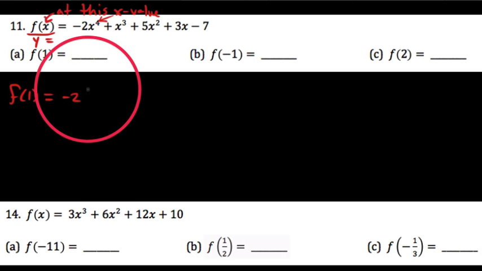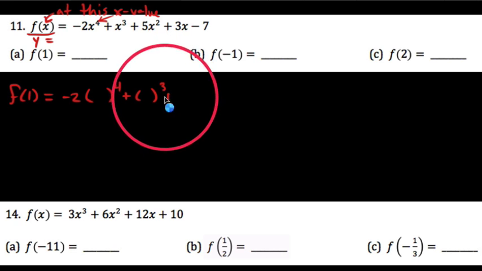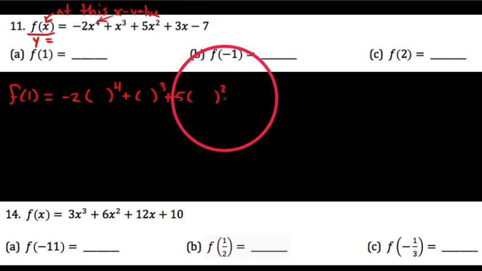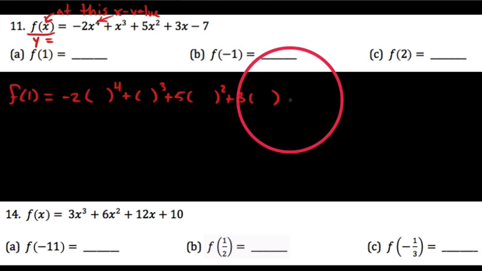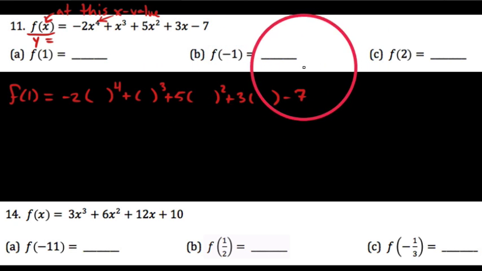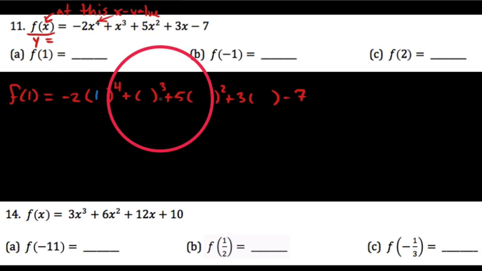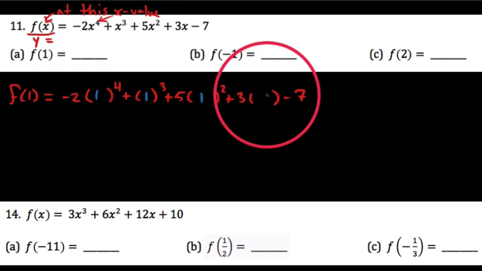So actually, before I even get that far, what I would expect to see when you plug something in is everywhere you do see an x, we're making a substitution here. You need to be using parentheses. If you're not using parentheses, then you're going to set yourself up for failure on some of these plug-ins here. And so when we look at this here, let's go ahead and plug in 1. We're going to plug in 1 everywhere we see an x.